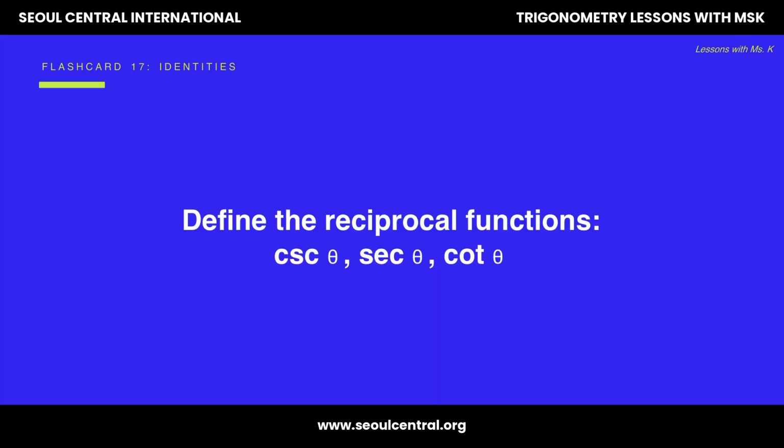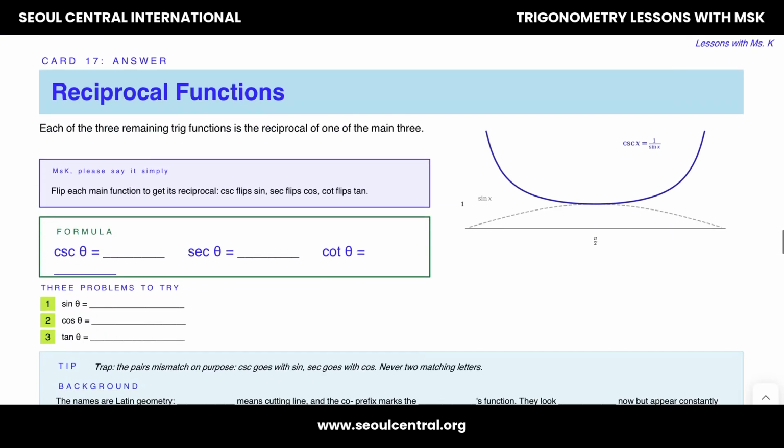Now we are defining the reciprocal functions of cosecant theta, secant theta, and cotangent theta. A trick to remember: if there's a C here, then it needs to be S here, and if there is an S here, then there should be a C here. Cotangent is the reciprocal of tangent. Just something to help you remember.